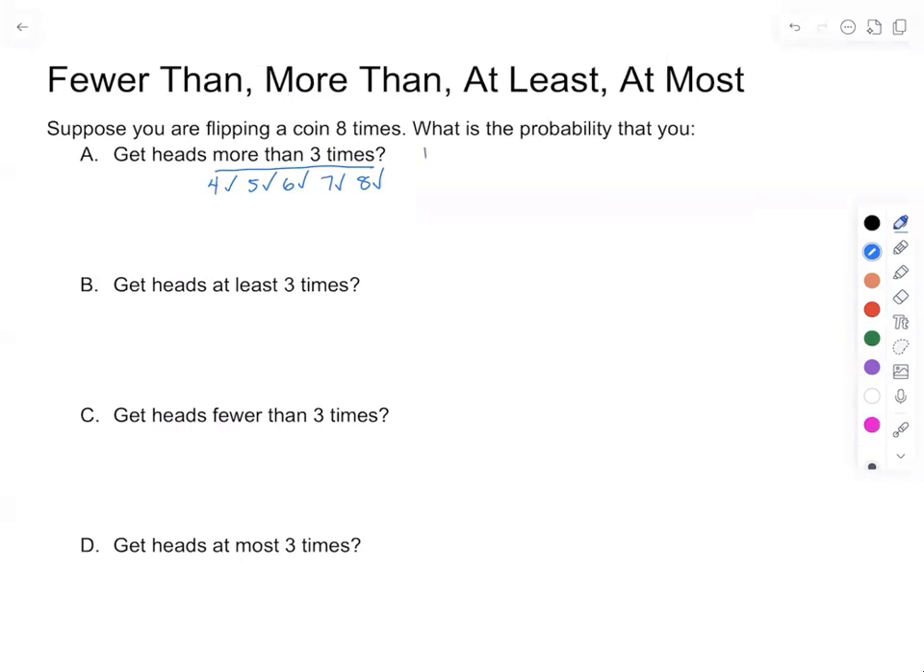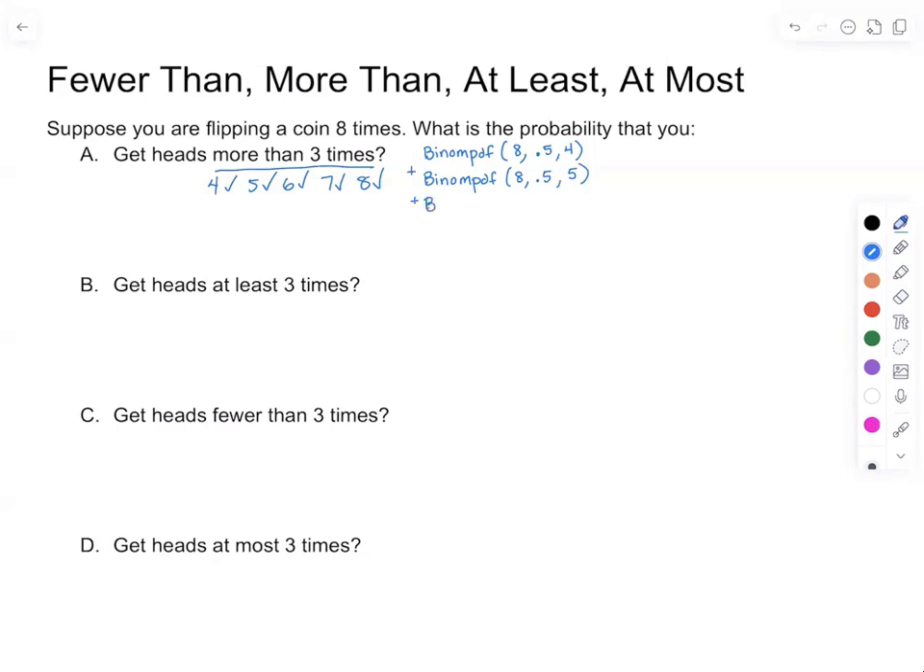So if I'm figuring this one out, I'll do binom PDF. The number of trials is 8. The probability of success is 0.5 because I'm flipping a coin. I've got a 50-50 shot of heads or tails. And I'm looking for 4 heads. And I'll add to that binom PDF, the number of trials is still 8, the probability of success is still 0.5, but now I'm looking at 5 heads.